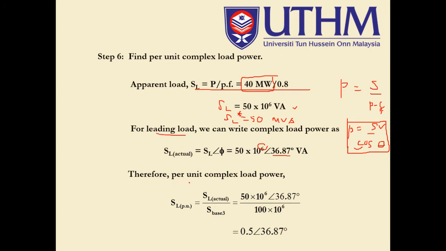Okay, so therefore per unit complex load power SLPU, this is equal to SL actual over S base 3. Remember, S base 3 is coming from the load zone. Okay, so zone number 3. So 50 MVA here, and this is the base we picked earlier, which is 100. And then SLPU equal to 0.5. All right.